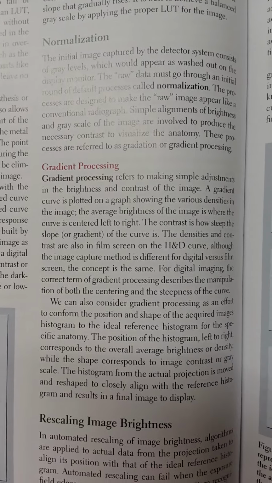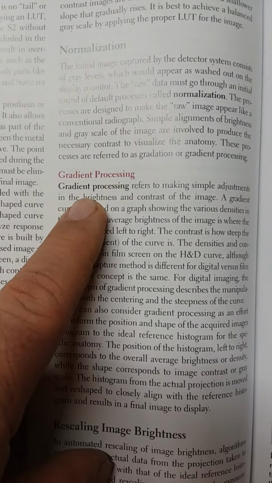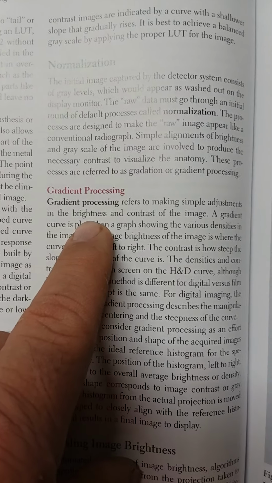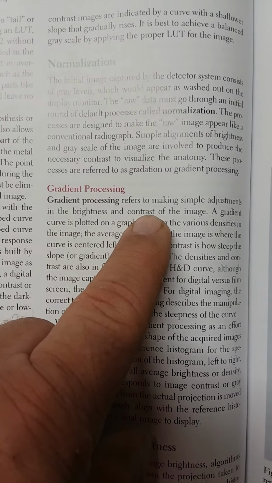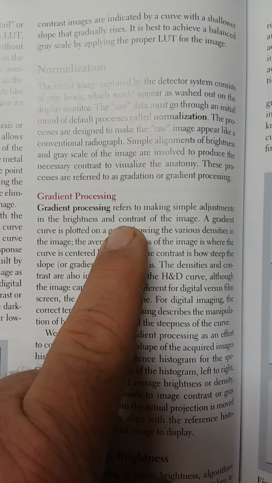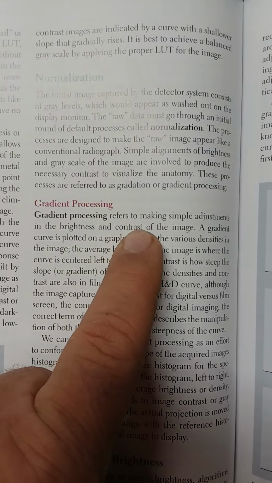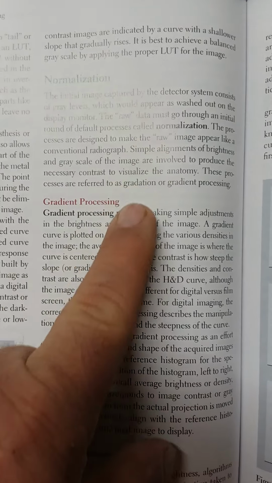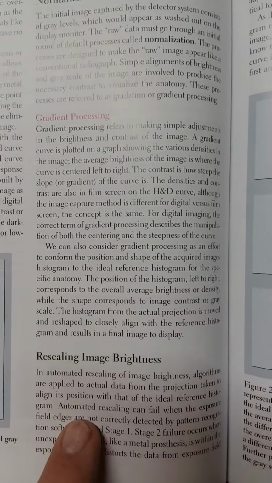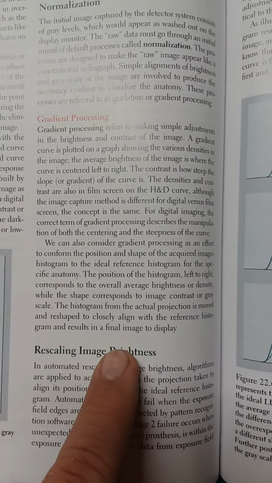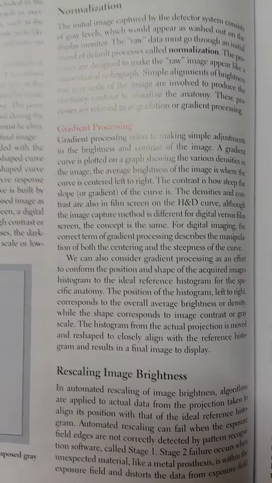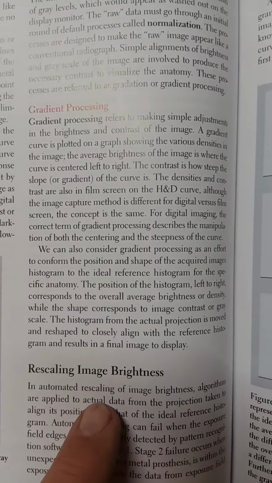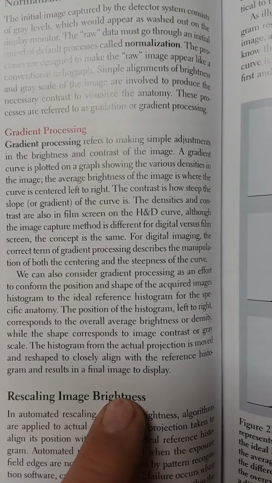All right, normalization is also known as gradient processing. It refers to making simple adjustments to the brightness, the midpoint of the grayscale, and the contrast, which is the length of the grayscale from the lowest brightness level to the highest brightness level seen in the image. Essentially, the first part is rescaling the image brightness. This is done automatically as part of the pre-processing functions of the computer, rescaling to match the ideal brightness level for your image.